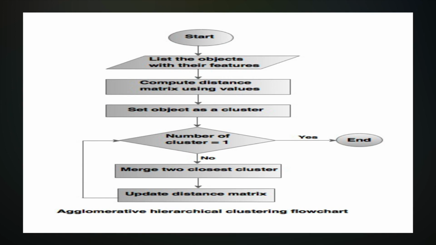The first step is that you have to list the objects with their features. Next, you have to compute the distance matrix using the values. After computing the distance matrix, you can set the object as a cluster. If the number of cluster is equal to 1, then we come to the end of the algorithm and we can stop the computation. If the number of clusters is more, then merge two closest clusters. After you merge the closest cluster, you can update the distance matrix and proceed iteratively until you reach where there is only one cluster. So, this is the basic steps followed in agglomerative hierarchical clustering.